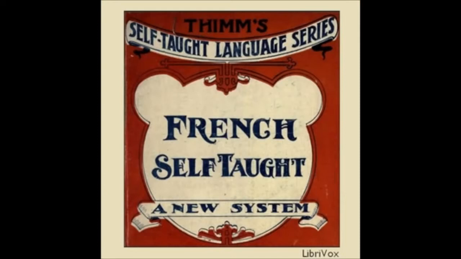Pluperfect, I had sold. J'avais vendu. Tu avais vendu. Il avait vendu. Nous avions vendu. Vous aviez vendu. Ils avaient vendu.